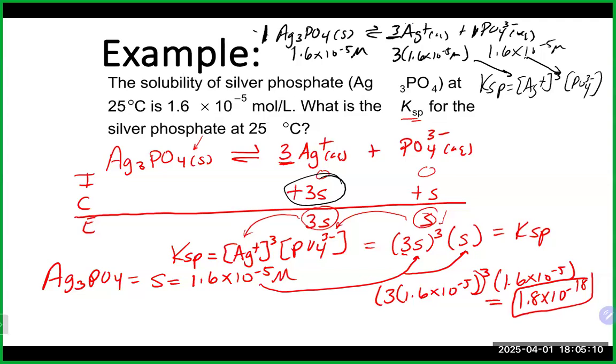There are other things that you can use Ksp for that we'll also talk about, for example, what you do with qualitative analysis experiments. You could use it to your advantage to selectively precipitate out one ion that's floating around while leaving all the other ones still floating around. So you could use it for that sort of purpose as well. And we'll do some examples as we go through it.